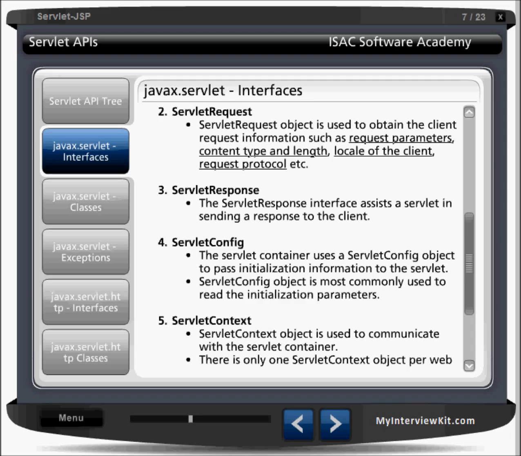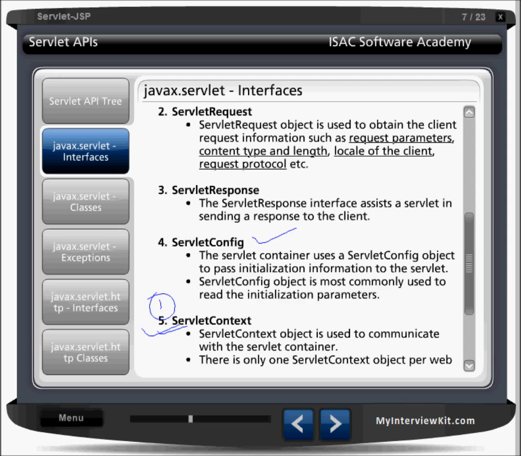Now there is another interface, ServletConfig, which represents the configuration information of the servlet. Let us say I have 20 servlets in my application. So there are 20 servlet configurations; every servlet has its own configuration. This ServletConfig represents the configuration information, while there is only one ServletContext in your application. Every application has one ServletContext.